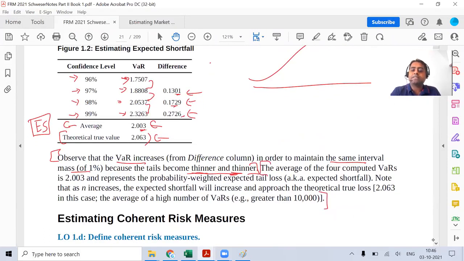Also read this last paragraph. Okay, what they're saying is that we will be able to reach this theoretical true value. That means my expected shortfall answer will get closer and closer to 2.063 if I keep on taking a large number of data points. When they're saying high number of VaRs, it basically means high number of data points. Okay, because if you look at this, the 96% VaR was nothing but the 96% data point. This is 1.75, 1.88. This represents your Z values, the standard deviation.